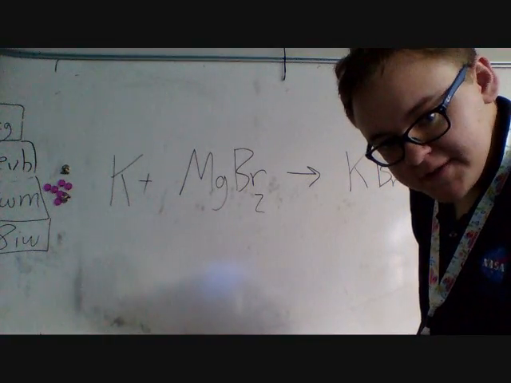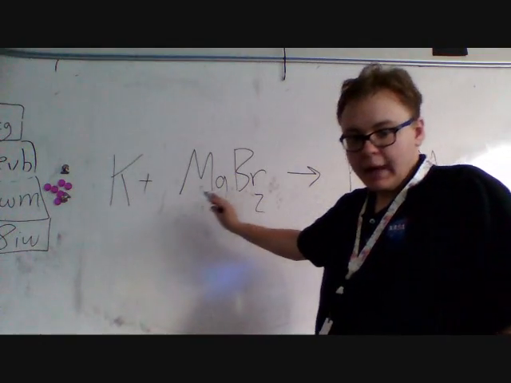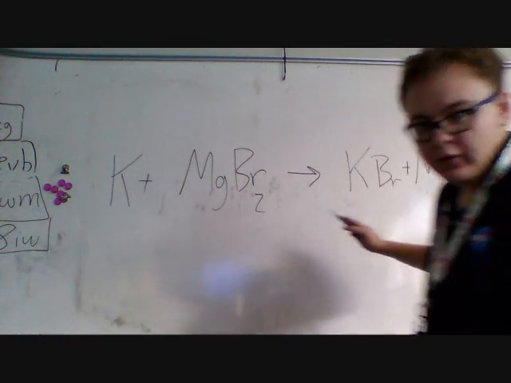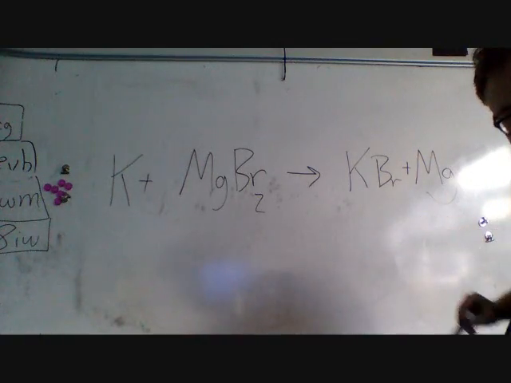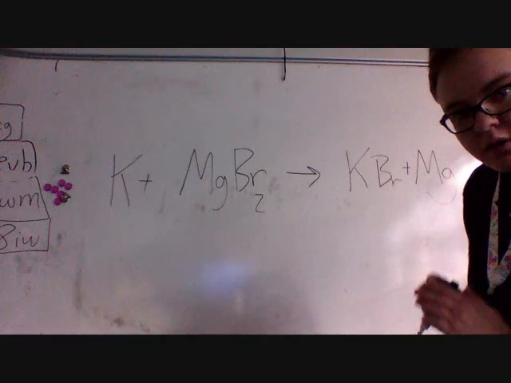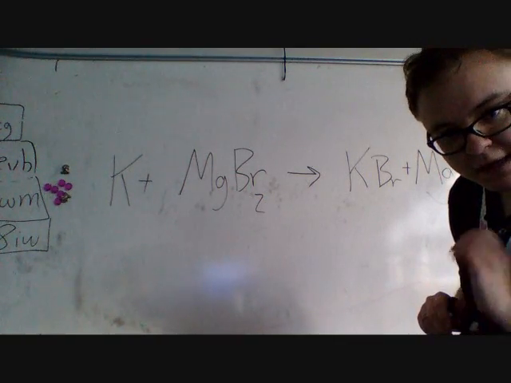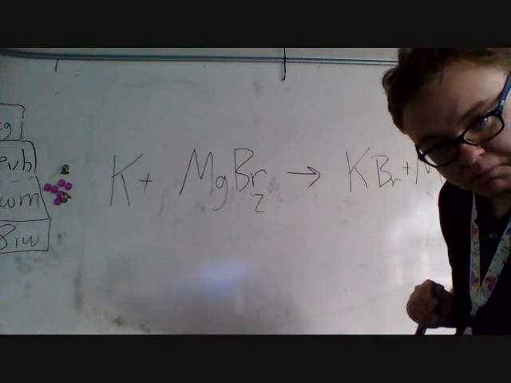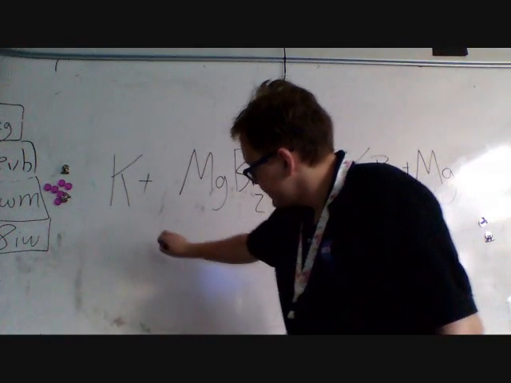Let's try balancing a simple chemical equation. This has potassium react with magnesium bromide to create potassium bromide and magnesium. The first step is to look at both sides of the equation and see how many atoms of each element are in the equation. We start with potassium.